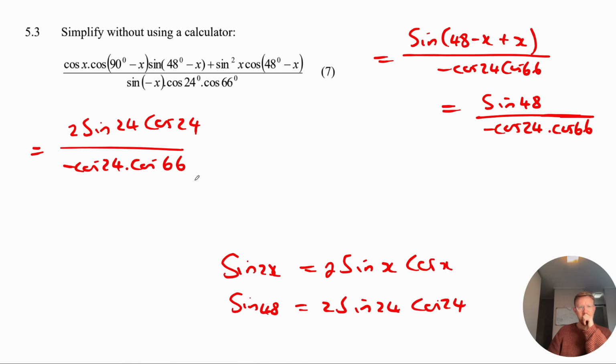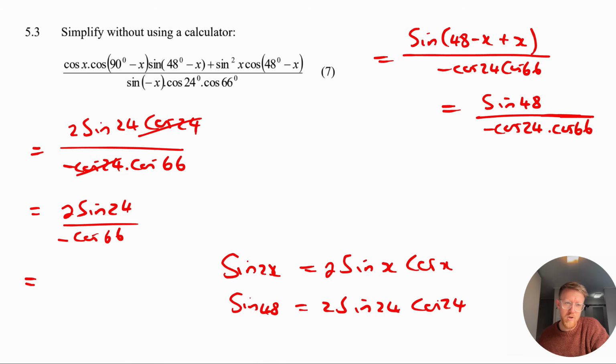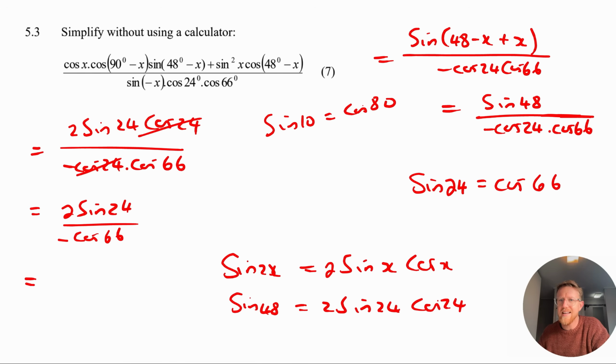Okay. These cos 24s can cancel. And so you're just left with 2 sin 24 over cos 66. And there's still a negative over there. Now, can you see that these two angles add up to 90 degrees? So this is where we use the whole co-functions thing. So we can just change one of them. You can even go type this on your calculator. You need to know that sin 24 is the exact same as cos 66. Sin of 10 is the same as cos 80.